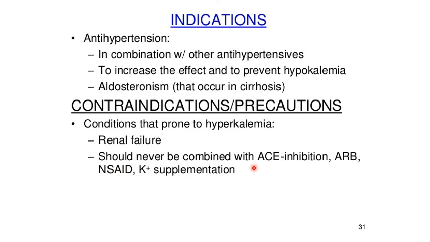They should never be combined with ACE inhibitors, because you know ACE inhibitors also cause hyperkalemia. So you are not going to prescribe spironolactone along with ACE inhibitors, angiotensin receptor blockers, or NSAIDs, because NSAIDs inhibit prostaglandin synthesis and reduce glomerular filtration, so the effect of diuretics will decrease. And you are not going to prescribe them along with potassium supplementation, because they already cause potassium preservation and hyperkalemia.